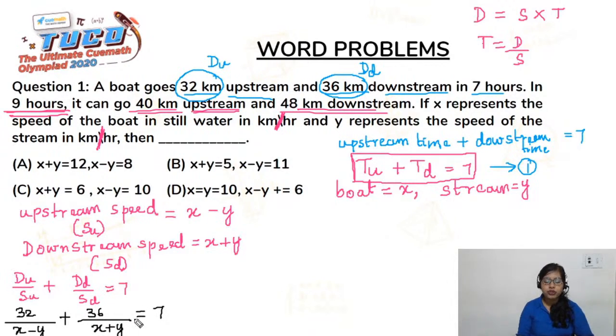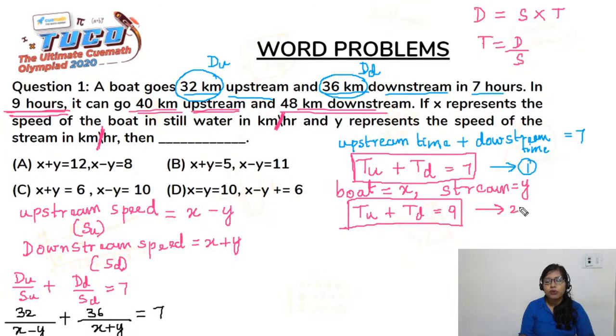Now from here, what we are going to do next is, there is another condition given to us. In 9 hours, it can go 40 kilometers upstream and 48 kilometers downstream. From here, can we frame another equation? Tu plus Td is now going to give us 9 hours of time. This is our second equation.